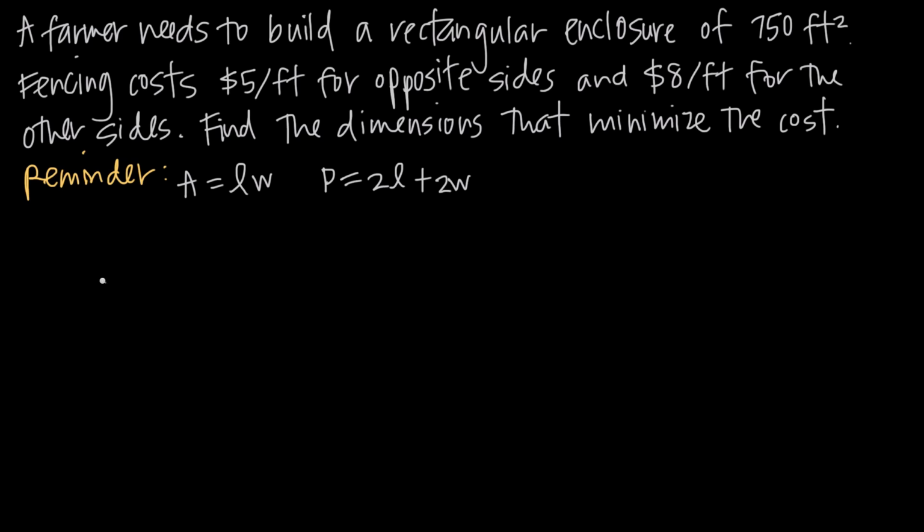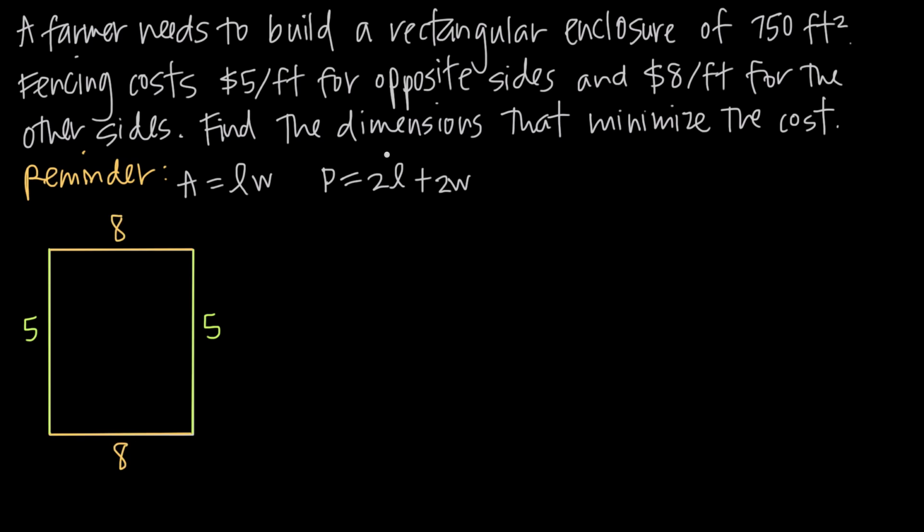So when we say that, here's what we mean. We have, let's say, our rectangular enclosure, and what we're indicating here when we say $5 per foot for opposite sides, if we look at these two sides here, we'll say that these two sides cost $5 per foot, and that the opposite sides cost $8 per foot. So that means that these two opposite sides here are going to cost $8 per foot. Then we've been asked, find the dimensions that minimize the cost.